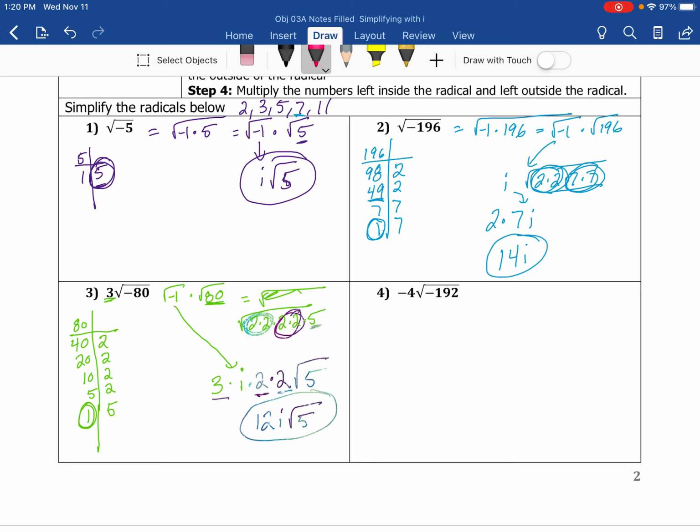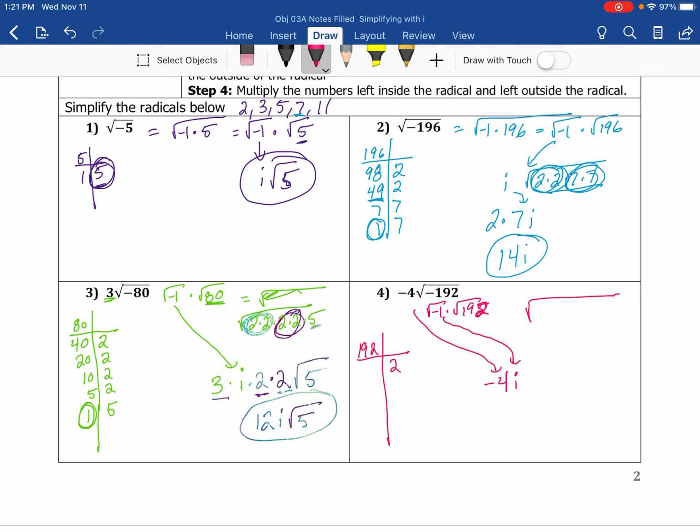Alrighty. Okay. I know I'm going to have a -4, so I'm just going to remind myself that I have my -4 here. I also know that this is -1 times radical 192, and I know that the square root of -1 is i, so I know I'm going to have an i. Okay. 192. Okay, so now I have to worry about this 192.